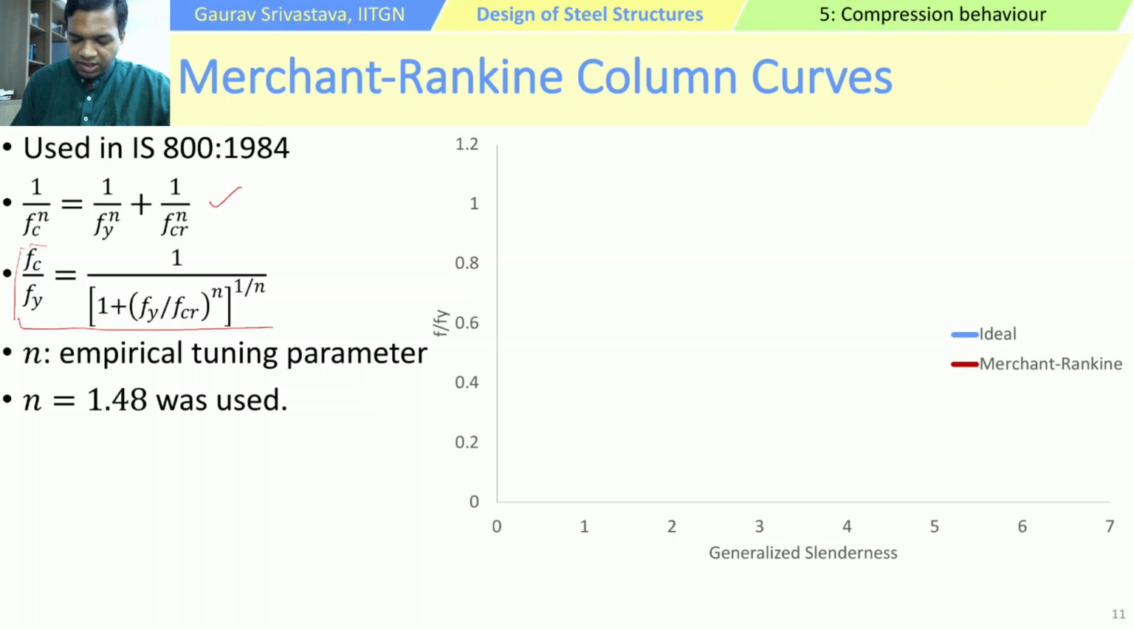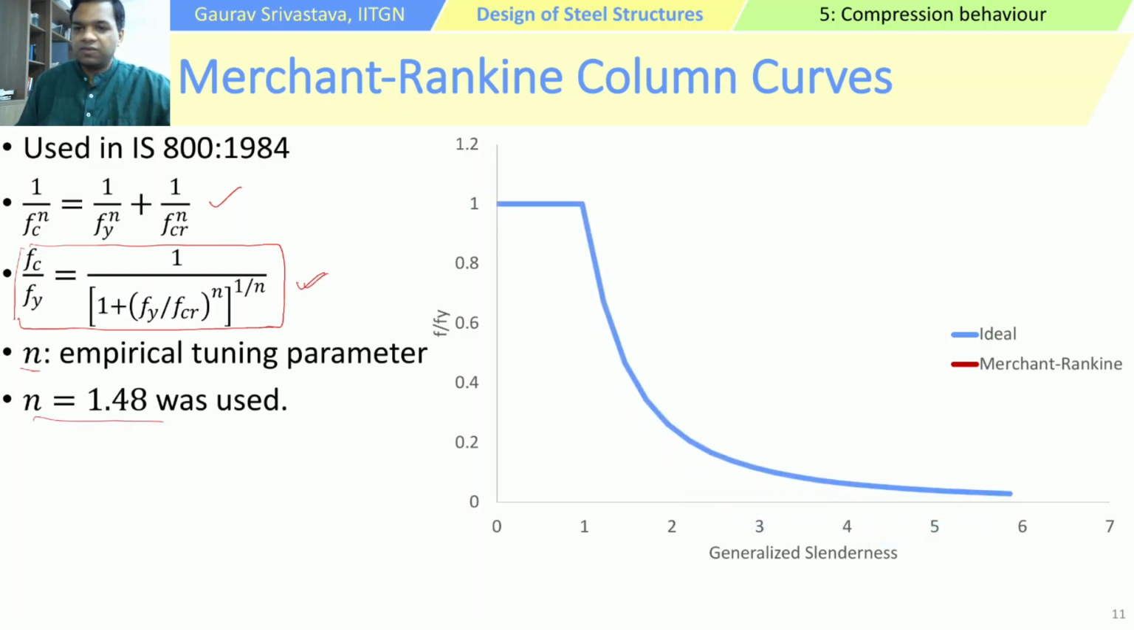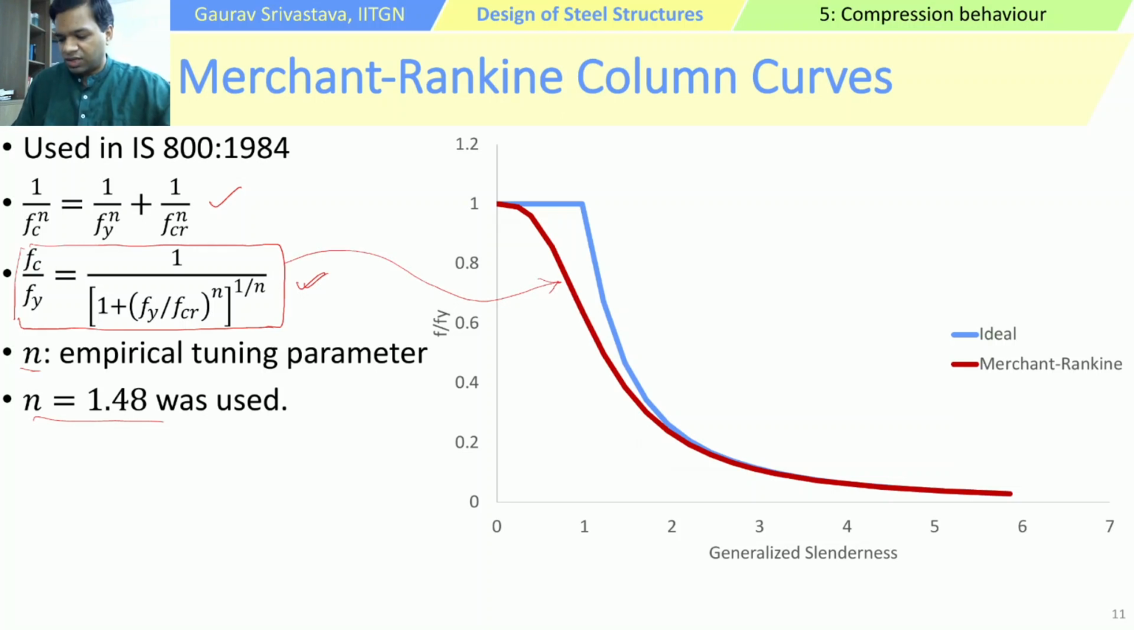So the failure stress, normalized failure stress, comes out in this form, and n here, the power, that is an empirical tuning parameter. So basically, based on the experimental results, a particular value of n can be chosen so that this particular equation gives the real column curves. Okay, so in the IS 800 1984, n equal to 1.4 was used. Right. So if this is the ideal column curve, which we had derived earlier without considering the imperfection effects, if we try to plot this Merchant-Rankine equation here, this is how it looks, right?